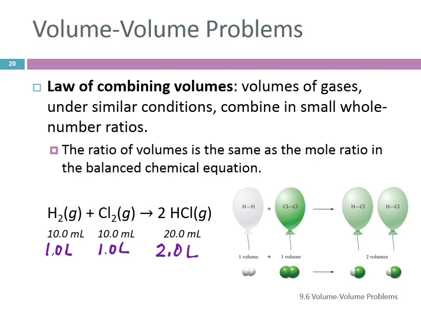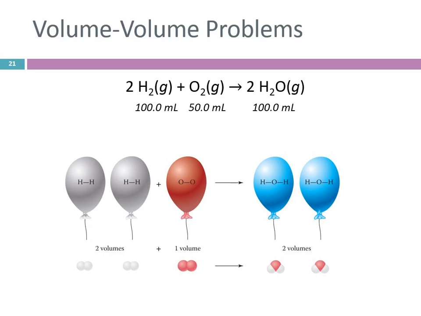Any questions about this? Oh, more pictures. So here we've got 2 moles of hydrogen, 1 mole of oxygen, forming 2 moles of water in the gas state. The ratio of combining volumes, 100 milliliters to 50 milliliters. What's 100 to 50 simplified? 2 to 1. And 100 to 100, equal ratio, right? 2 to 2 or 1 to 1. So the ratio of volumes is right here in the balanced chemical equation.